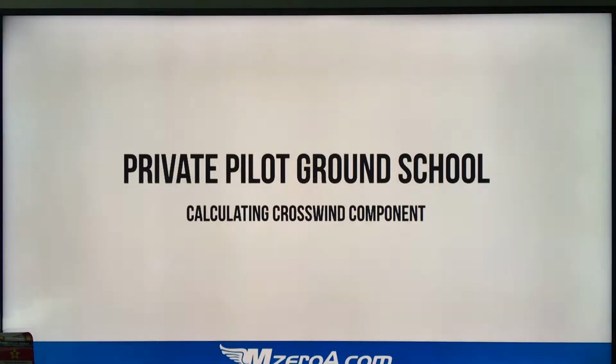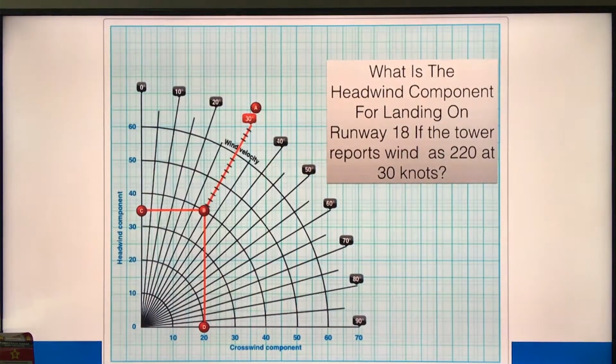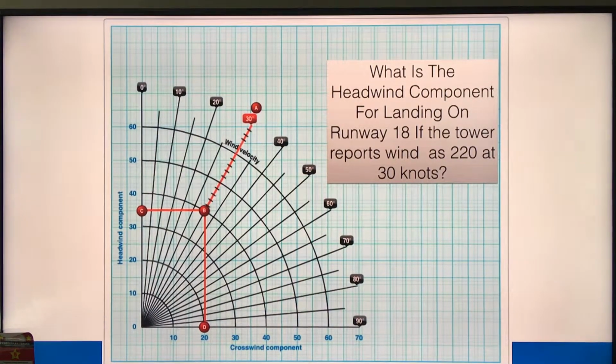Let's talk for a moment about calculating crosswind component now. You're going to see this chart a lot. I imagine it's in your POH. This is the actual FAA written test image that you'll use for private, instrument, and commercial pilot if you choose to go through all those ratings. Let me ask you a few questions and teach you how to go through this chart.